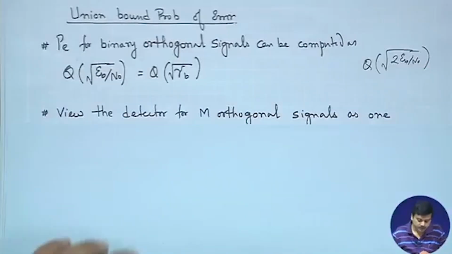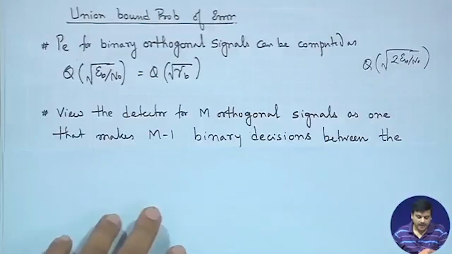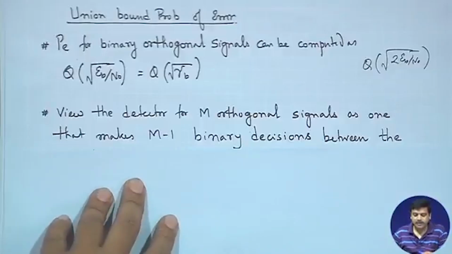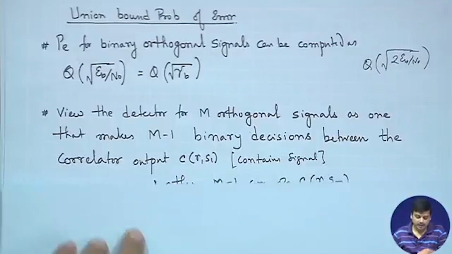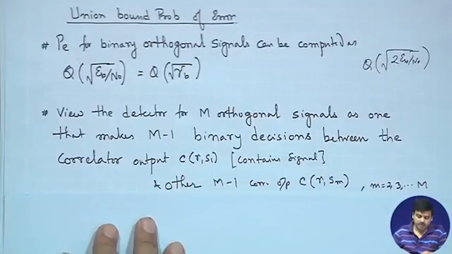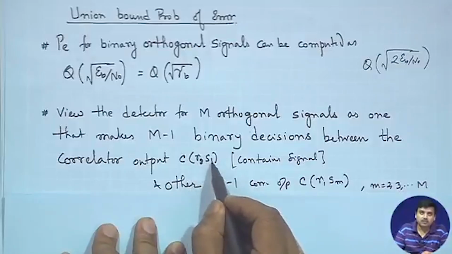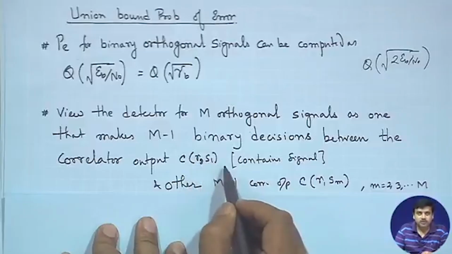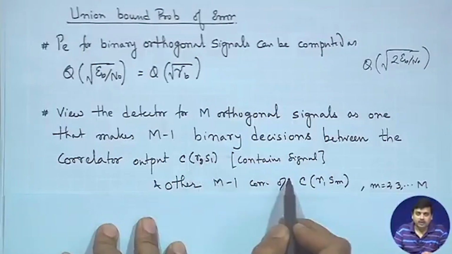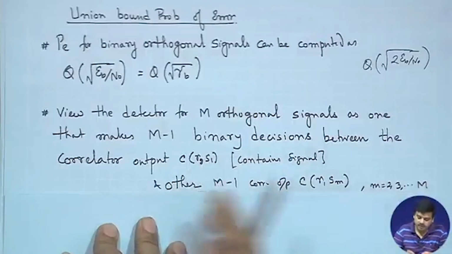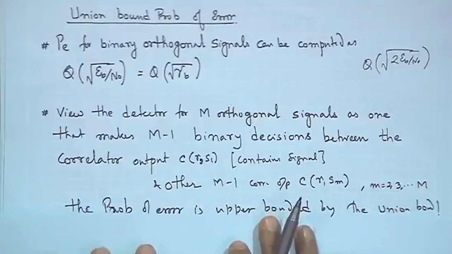Thereafter things change. Now, we could view the detector for M orthogonal signals as one that makes M minus 1 binary decisions between the correlator output C of R S1 and the other M minus 1. What do I mean? We select the output of the correlator of R with S1 and compare it to that with S2. That is one comparison. We could again compare C of R S1 with another, and so on and so forth. So, we could compare with all of these correlator outcomes.